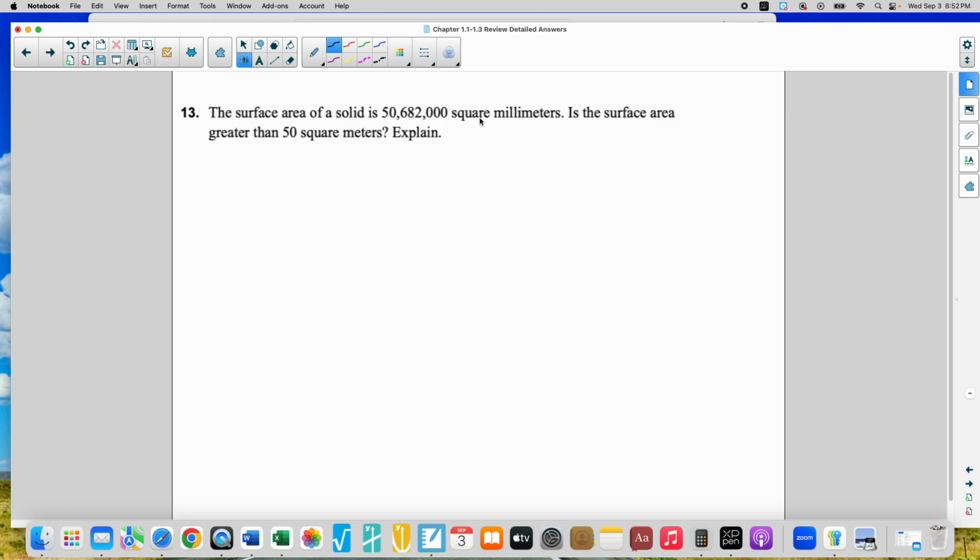The surface area of a solid is 50,682,000 square millimeters. Is the surface area greater than 50 square meters? Explain. Okay. So, is it equal to 1 square meter?